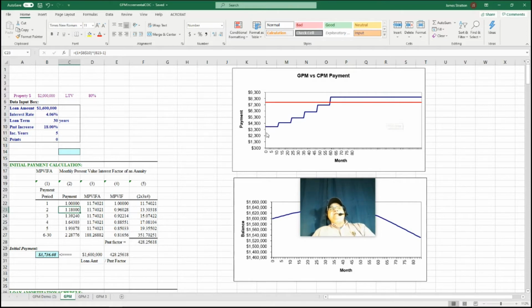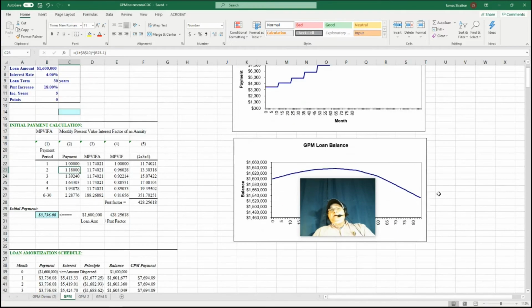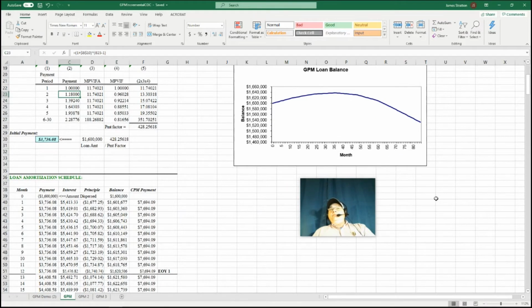But here you see the stair stepping that starts to occur in the note. It starts off with a really low payment, and it just keeps going up until finally it comes out at the very top over here. Now let's look at what happens to your mortgage balance. It balloons up a little bit, it grows, and then it starts going back down. So it negatively amortizes for a while. That means the balance goes up.